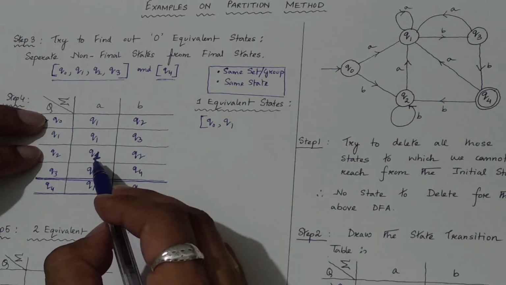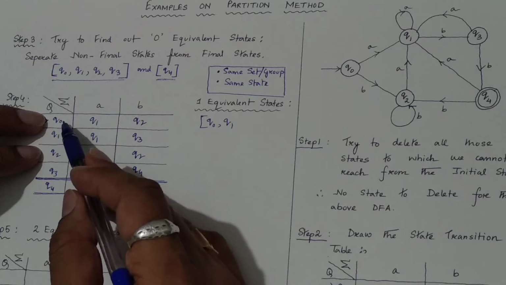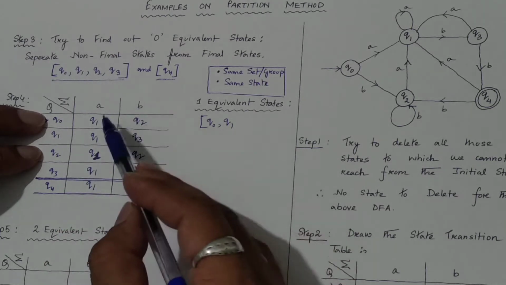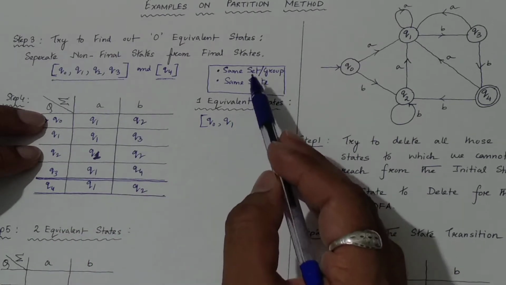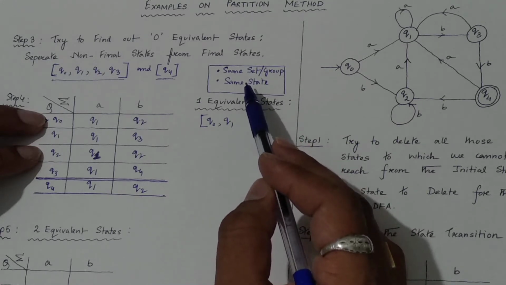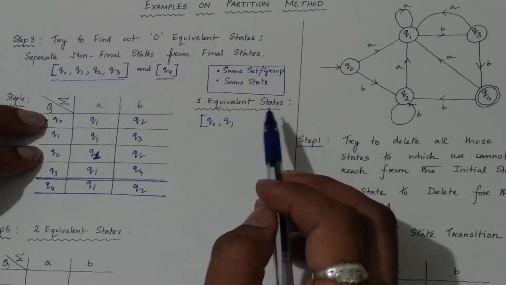Q1 and Q1, this means what? Same set, same state, therefore no problem. Then Q0 and Q2 on input B. For both the input symbols, you have to check these two conditions. If any of these conditions is satisfied, then they can pair with each other, clear?